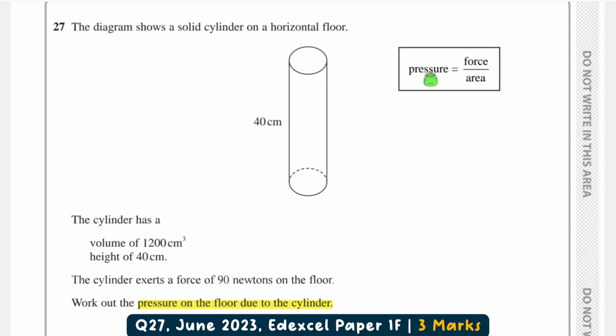given the formula for pressure, which is force over area. From the question, we know that the force is 90 newtons, but we're not given the area. So our first task is to work out the area of the face exerting pressure on the floor.